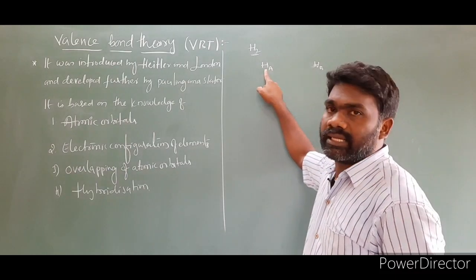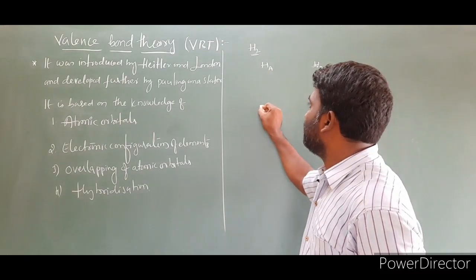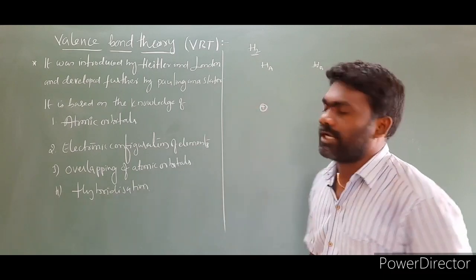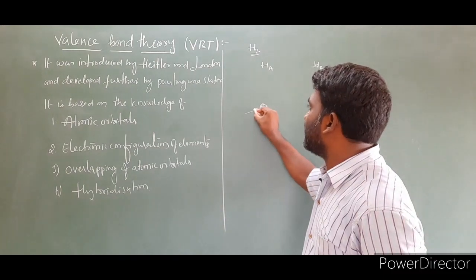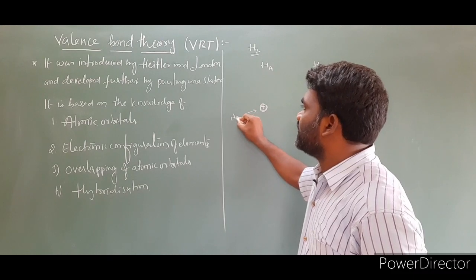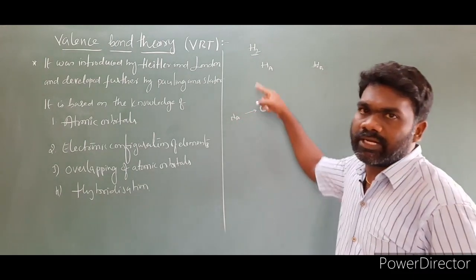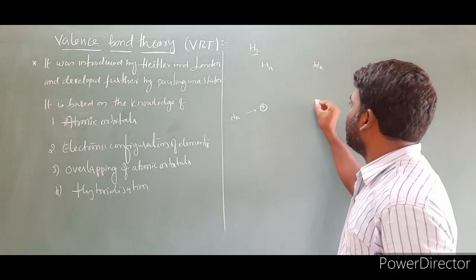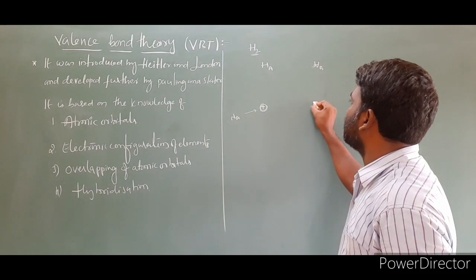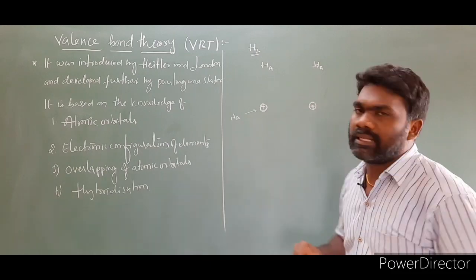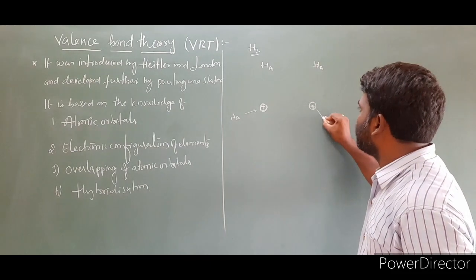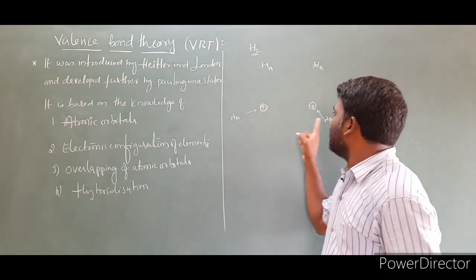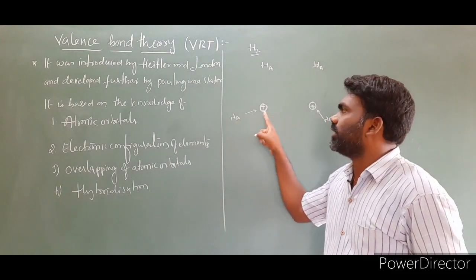Now this hydrogen has a nucleus. This is the nucleus of hydrogen A. I am labeling it as Na: N represents nucleus, A represents hydrogen A. Then this hydrogen also has a nucleus, which I am labeling as Nb, the nucleus of hydrogen B.